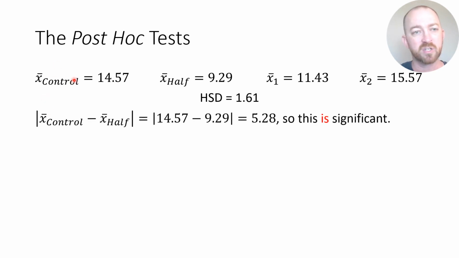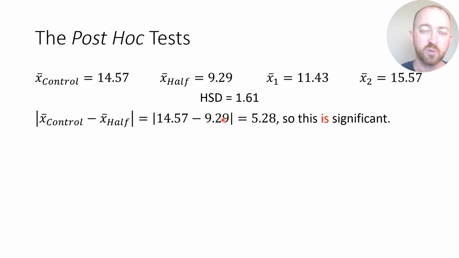First of all, let's compare the control group and the half-ounce group. And again, we don't care about which one's positive or negative, so really what we're talking about is just the absolute value of that difference. So 14.57 minus 9.29, those two means are different by 5.28. 5.28 is a bigger difference than 1.61.